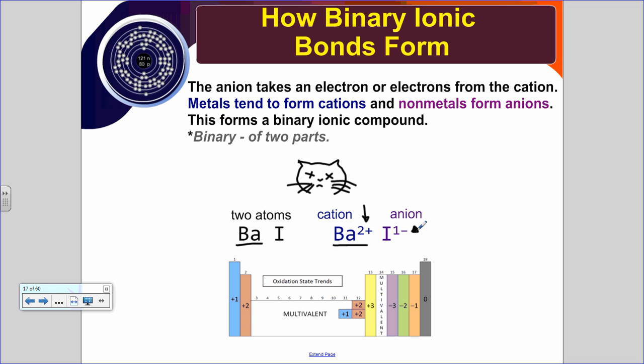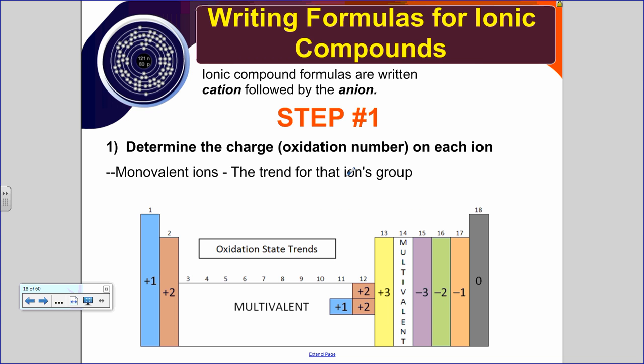with a negative charge. In barium iodide, that's what happens. Barium gives away 2 electrons. 2 different iodines come and take them. So the steps to writing a formula, given a name. So assume I've been given a name, barium iodide. Determine the charge or the oxidation number on each ion.